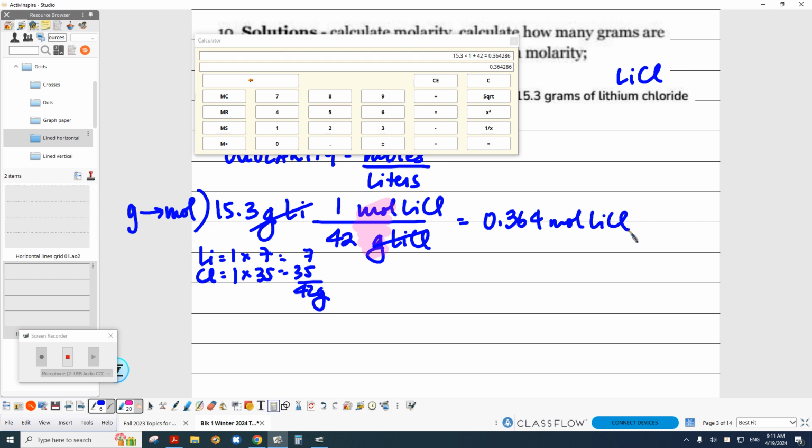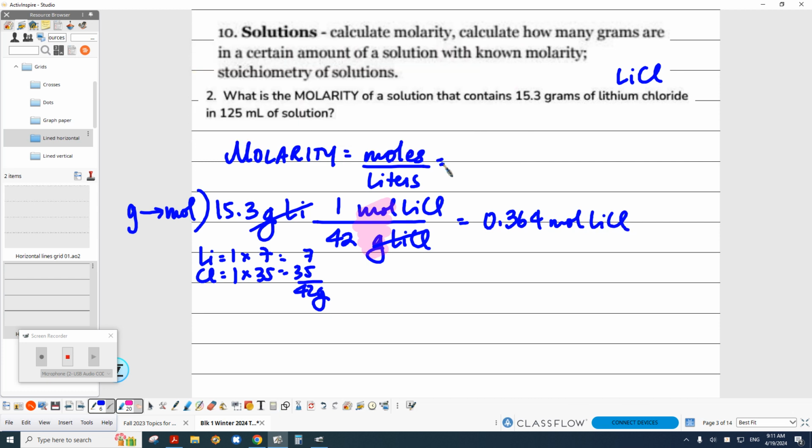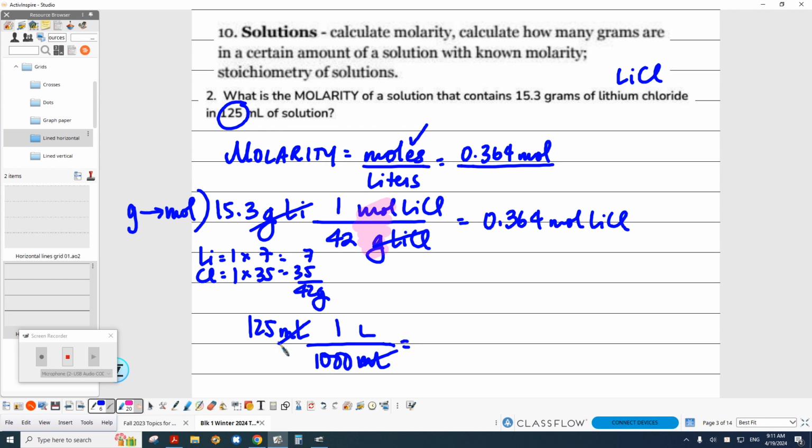Well, that's just the moles. So now do you know the moles? Sure you do. It's 0.364 moles. Do we know the liters? No, we don't. We do know the milliliters, though. So 125 milliliters. And we're going to put milliliters on the bottom, liters on the top. 1 liter is 1,000 milliliters. Milliliters cancel out. We're left with liters.